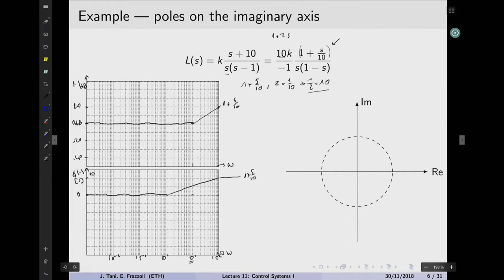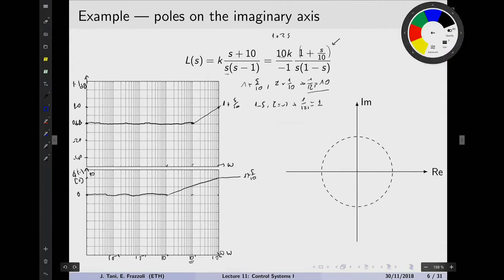Okay, now let's look at the other terms. Now we've got 1 minus s, that is similar to the one before. So tau is equal to minus 1. This means 1 over the absolute value of tau is equal to 1. That's the breakout frequency, which is here. So let's change color. Maybe it's helpful. Let's do it in green. So this is the green part.